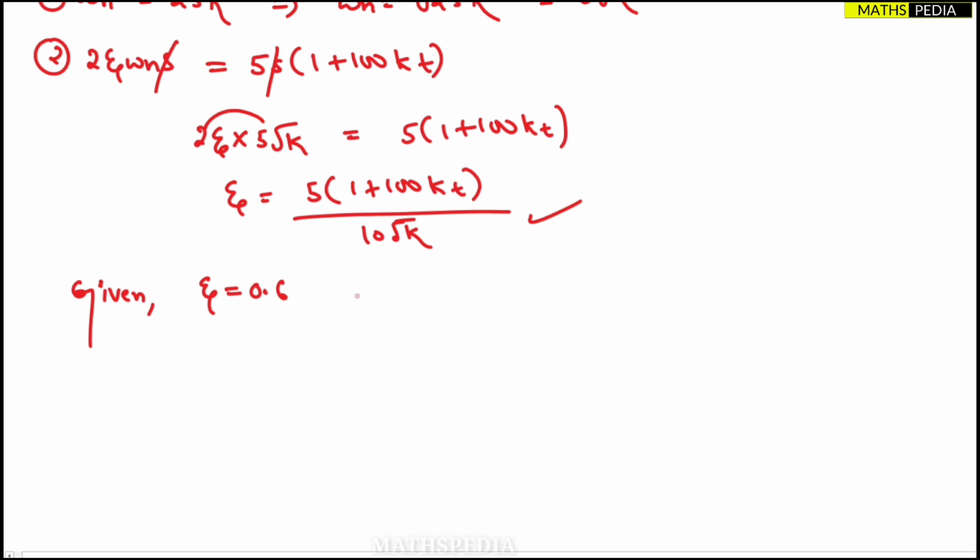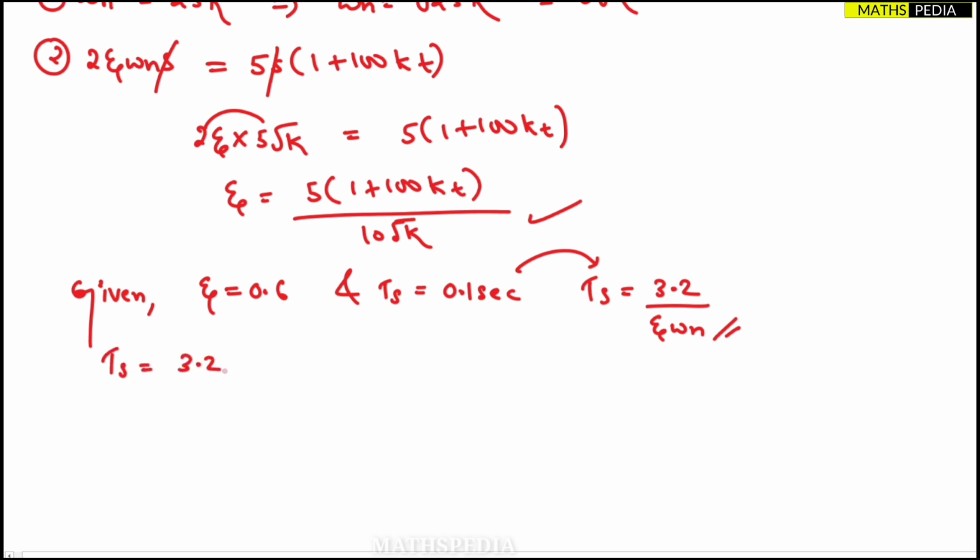Zeta value is 0.6 and ts value is 0.1 second, and also they have said that ts you have to take as 3.2 by zeta omega n. This is the formula we have to use. These three things you have to consider. Now I'll substitute this ts value here. So ts is equal to 3.2 by zeta omega n. In this, ts value you already know, which is 0.1. So 0.1 is equal to 3.2 divided by, now here also you know zeta value, which is 0.6, it will be 0.6 into omega n.